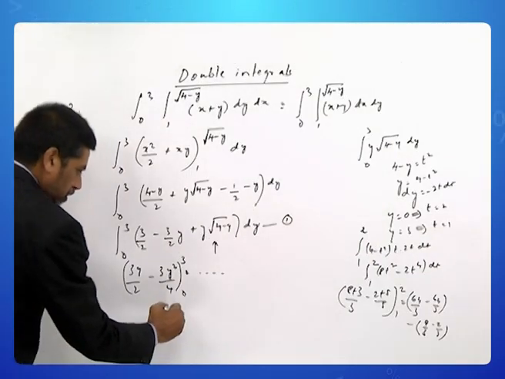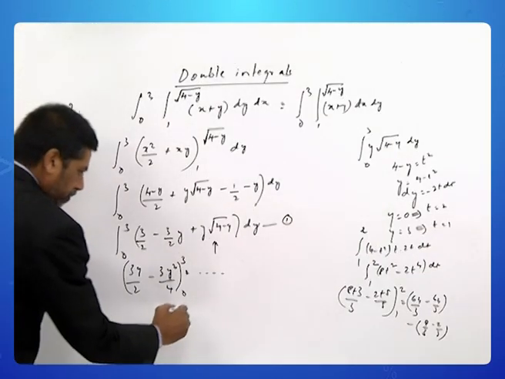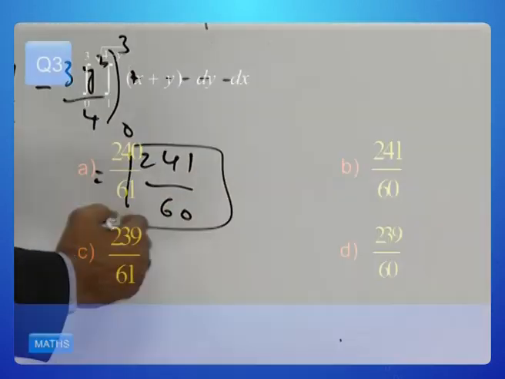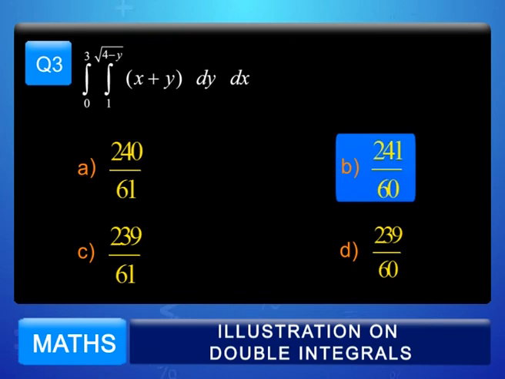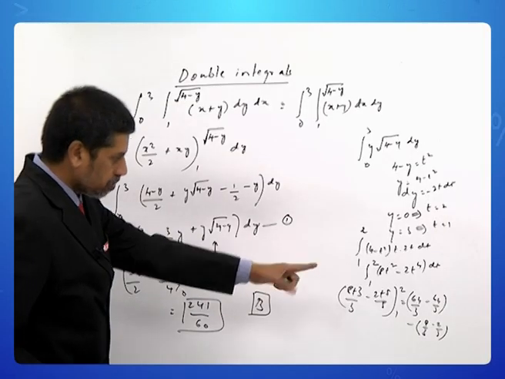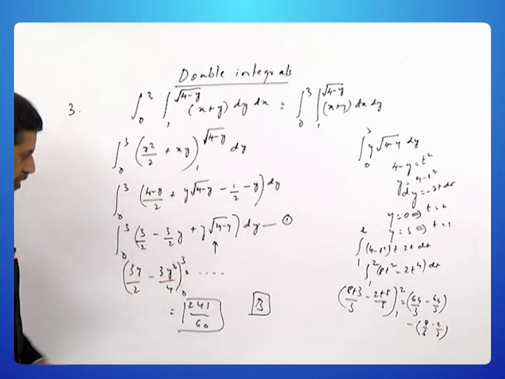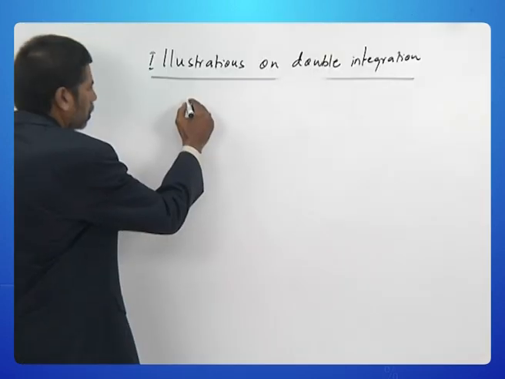So you please work it out, and you will get 241 by 60 as a final output, corresponding to option B. So I'm just leaving that small simplification to the student, and then don't forget to attach it to this part.